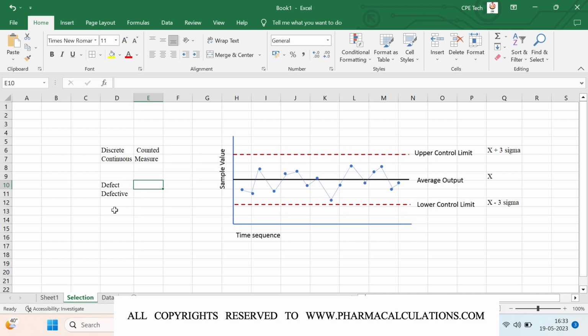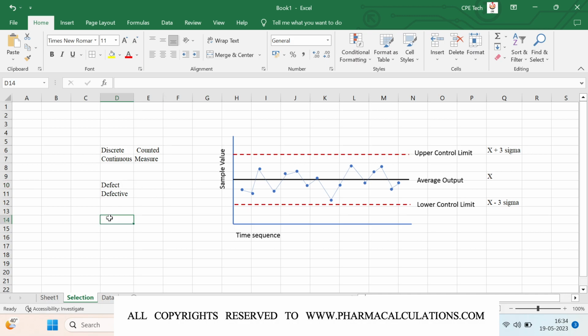A defect is something which is going to be accepted by the customer, but it has some loopholes or some gaps. But a defective is not going to be accepted by the customer. Why? Because it's a complete failure of a product. So this is the difference between defect and defective.